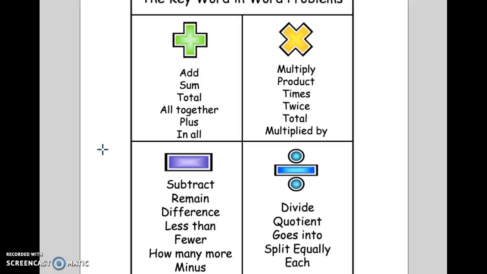When we multiply, some of the words we might see are multiply, product, times, twice, total, multiplied by. When we subtract, some common words are subtract, remain, difference, less than, fewer, how many more, and minus. And when we divide, some common words are divide, quotient, goes into, split equally, and each.